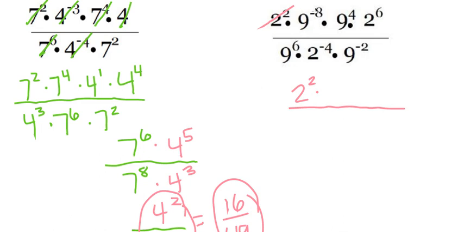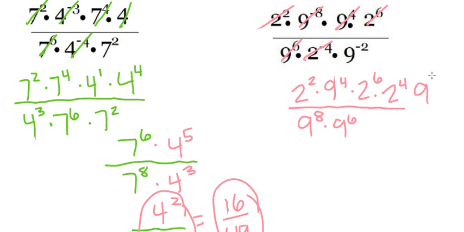9 to the negative 8th has to switch to the denominator to become positive, so it becomes 9 to the positive 8th. Well, here, 9 to the 4th is already positive, stays where it is. 2 to the 6th, already positive, stays where it is. 9 to the 6th, already positive, stays where it is in the denominator. But 2 to the negative 4 has to go to the numerator and become 2 to the positive 4th. And 9 to the negative 2nd needs to go to the numerator and become 9 to the positive 2nd.